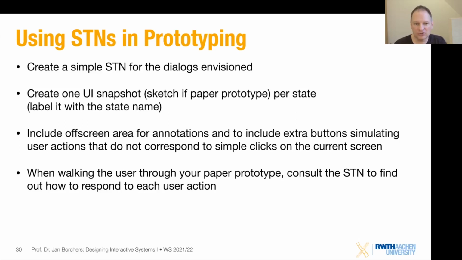And when you walk users through your paper prototype, you can actually take out your STN and use it as sort of a cheat sheet to tell you what needs to happen, where you need to go. Because remember, your paper prototype is dumb, right? We've done that. It doesn't know what to do next. You need to drive your paper prototype, and your STN can be your script in order to understand how you drive your paper prototypes.